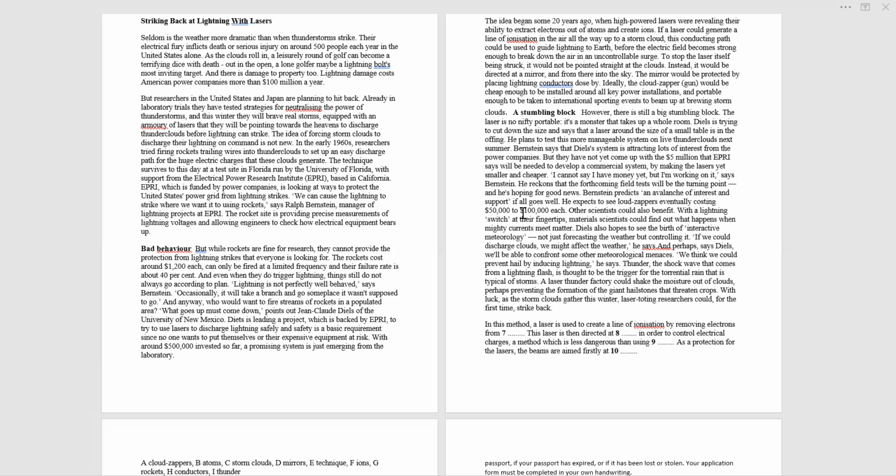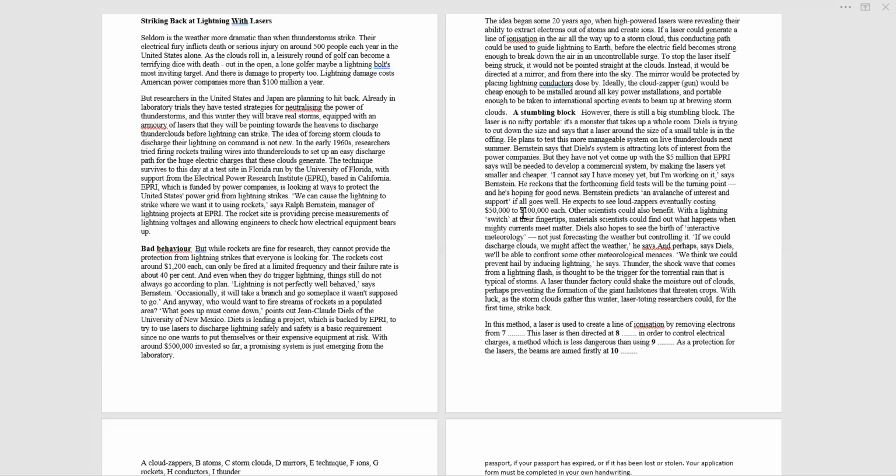So when you go back to the passage, what they were striking the lightning with first, they were using rockets, right? And what they're saying is that they have limited frequency and the failure rate is above 40%. And even when they do trigger lightning, things still do not go according to plan, because lightning is not perfectly well behaved and it will take a branch and go someplace it wasn't supposed to go. You see, they are comparing the laser technique with the rockets. So here then comes the option G, rockets.